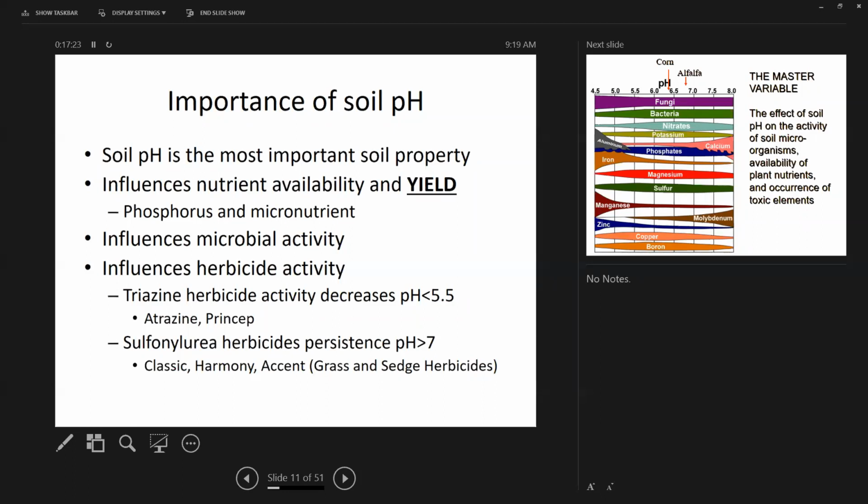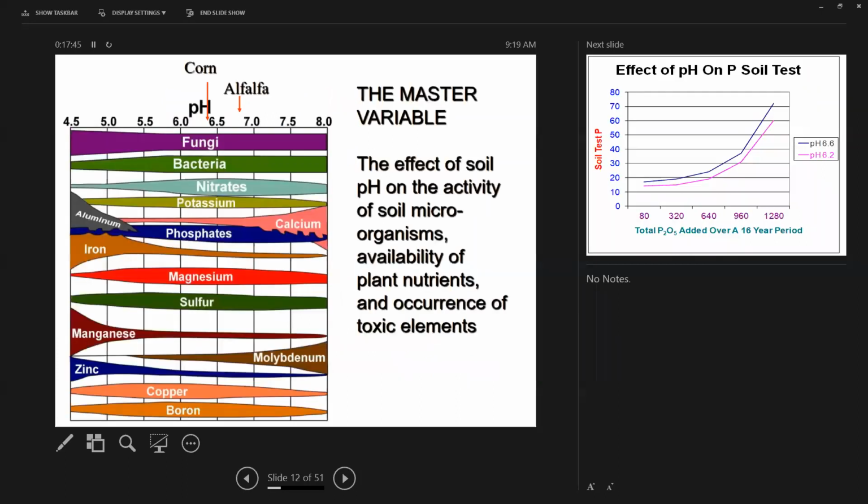On the flip side, your sulfonylurea herbicides, their persistence increases as pH gets more basic. So as pH goes above 7, we have these things hanging around. Some examples would be Classic, Harmony, Accent, some of your grass and sedge herbicides. This is something, if you've ever seen me give a soil fertility talk, you've probably seen this slide.